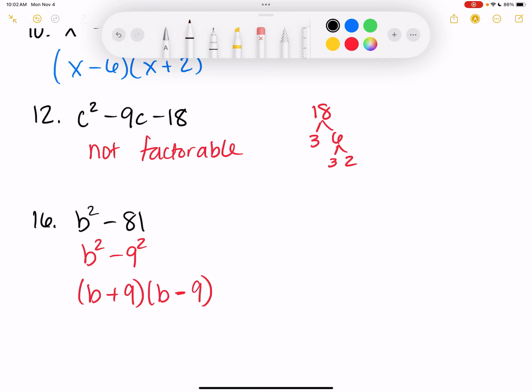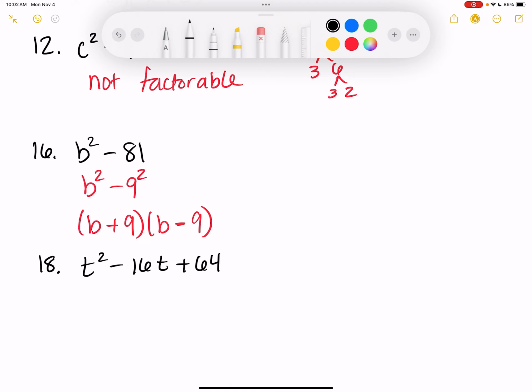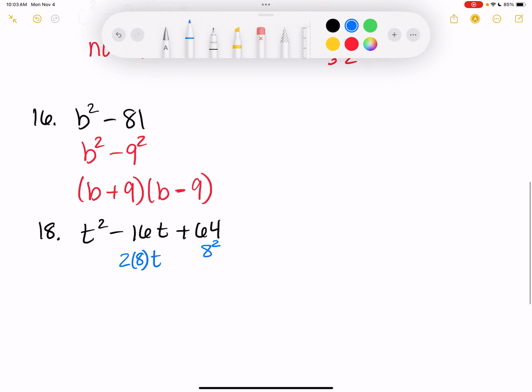All right, 18. t squared minus 16t plus 64. Perfect square trinomial. Yep. So the first term is squared, then this is 2 times the first term times the last term. What is being squared here? 8. Negative 8. t minus 8 squared. Yeah, 8 squared, so this would be times 8. I'm just showing you how you're getting the middle term, so that you can confirm that it's a perfect square trinomial. So what does this factor into? t minus 8 squared.